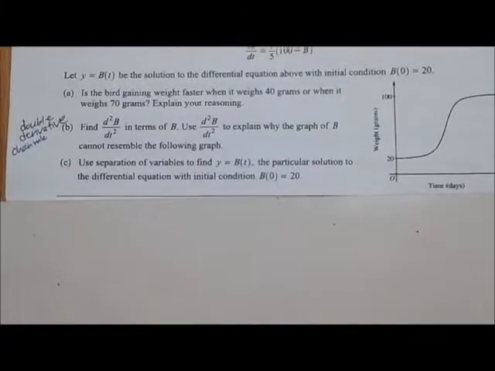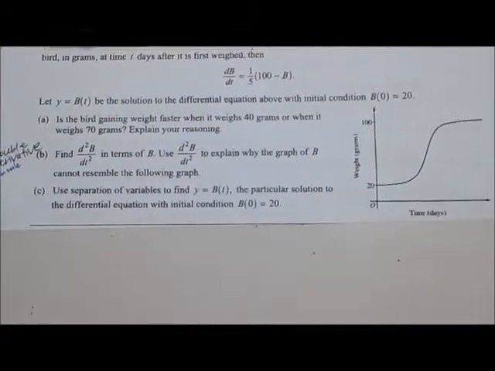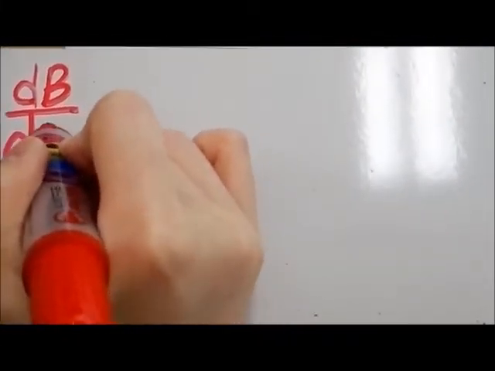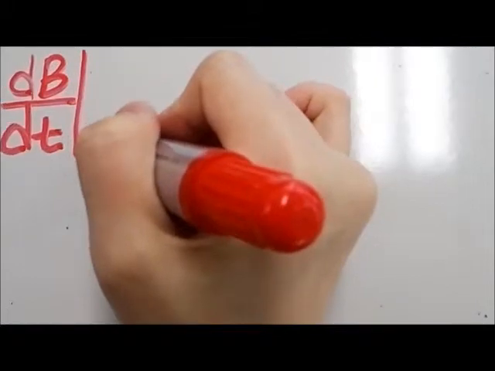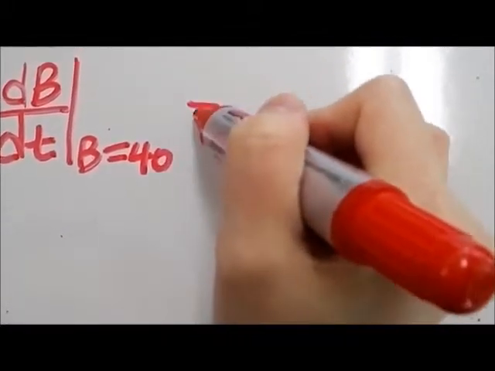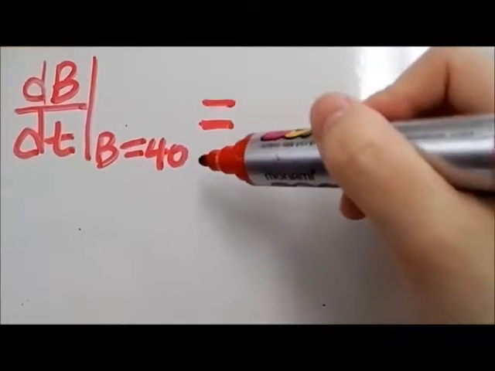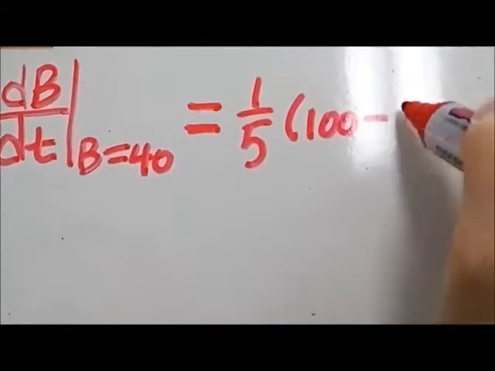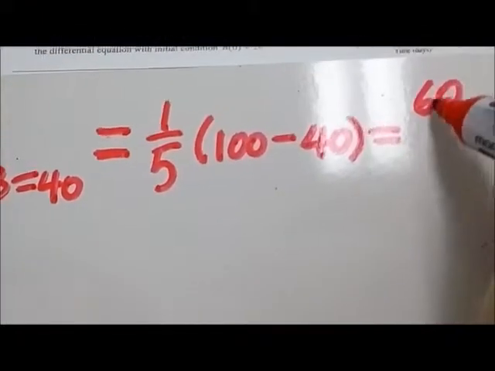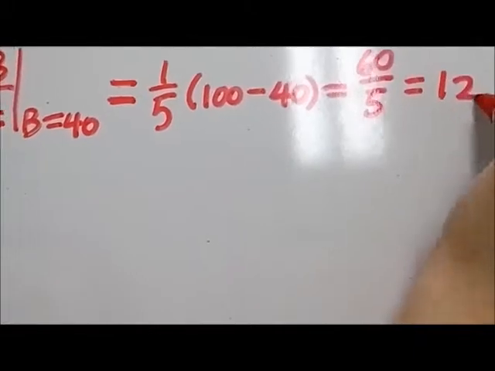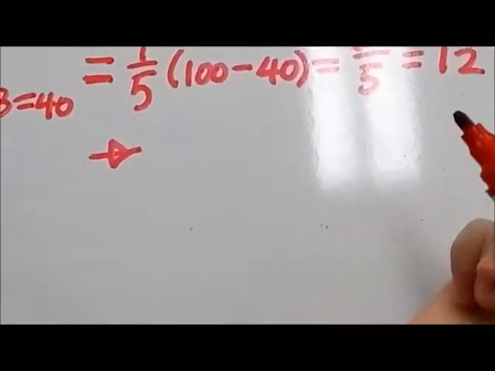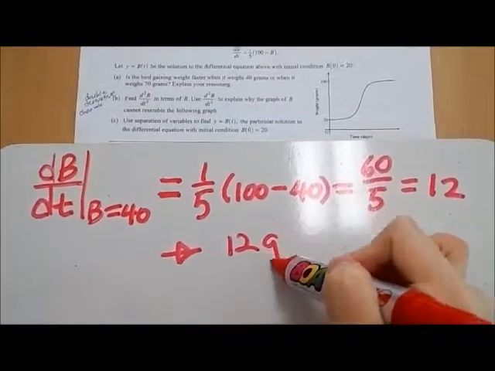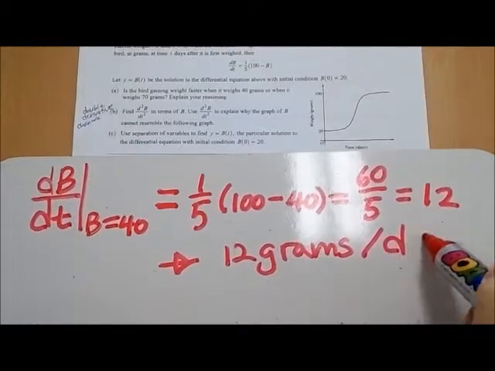Because we're talking about the rate at which the bird is gaining weight, faster refers to the rate. We understand that we need to use the differential equation in order to come up with dB/dt when B equals 40. We can find this by simply plugging 40 into the equation above. So 1/5 times (100 minus 40) is equal to 60 over 5, which is equal to 12. So the rate at which the bird is gaining weight when it is 40 grams is 12 grams per day.